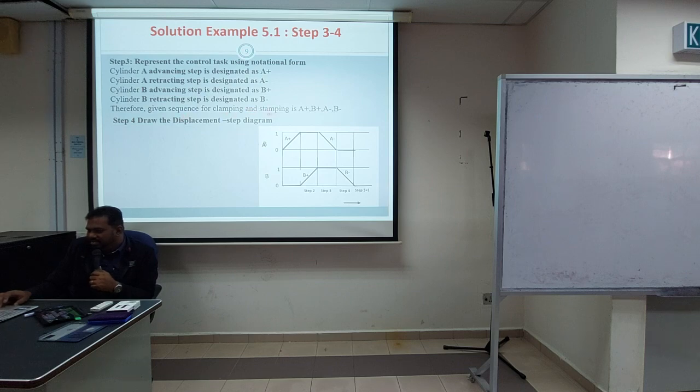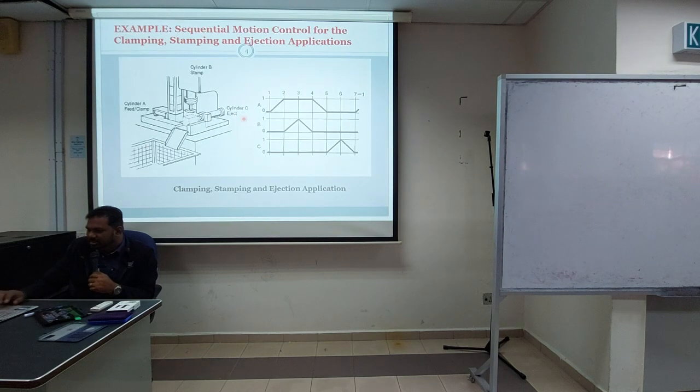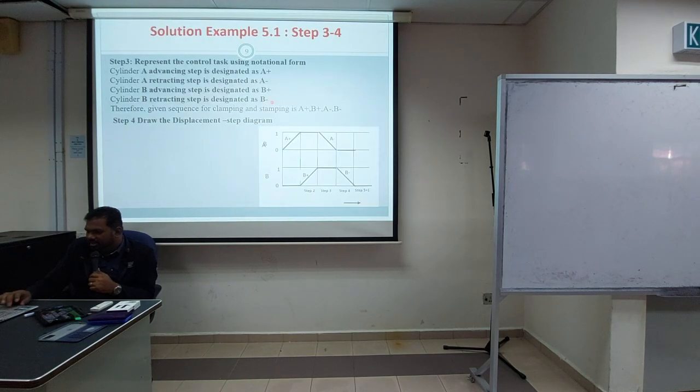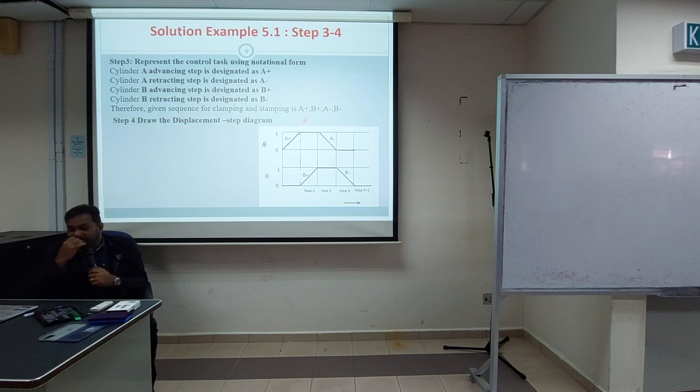The sequence of the clamping and stamping application is A plus, B plus, A minus, B plus, B minus. This one is mixed up. So this is for the previous one, this picture. So loading is A plus, A minus, B plus, B minus. Okay, so it depends on the application. Different application, different sequence.